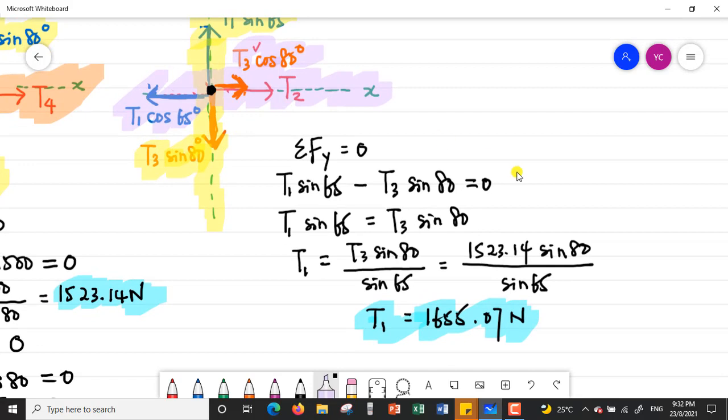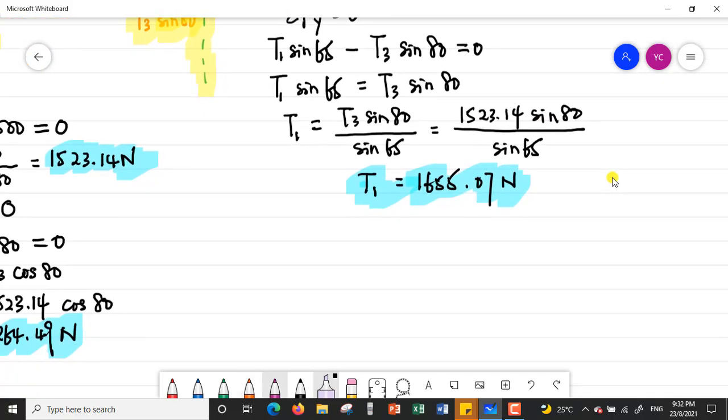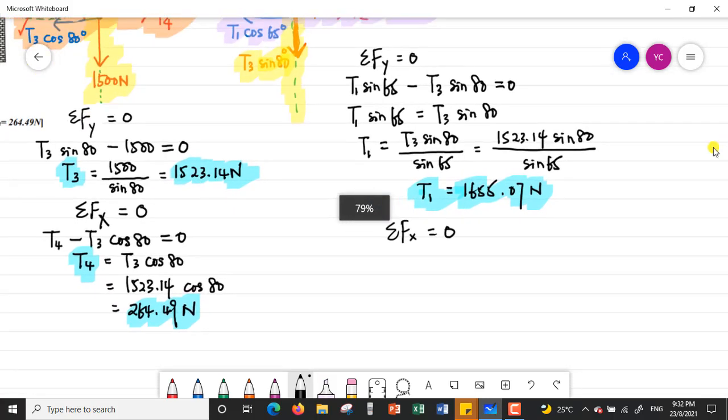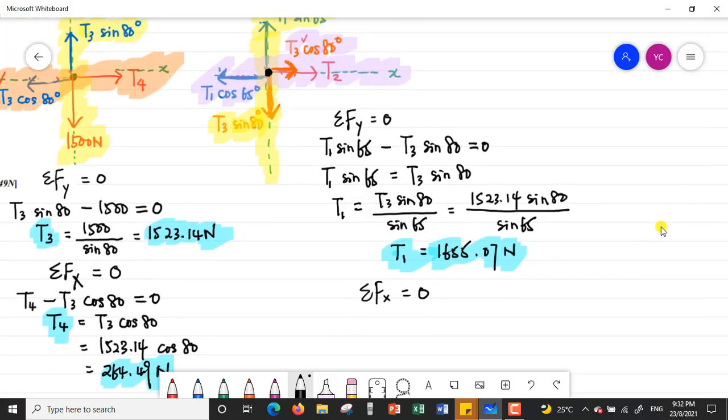So, untuk komponen X ni, T3 cos 80 dan T2 adalah positif sebab dia point to the right, but T1 cos 65 point to the left, so it's negative. So, kita ada summation force komponen X equal to 0. So, Cici kecilkan supaya nampak forces dia. So, we have, kita ada yang ni dan ni.